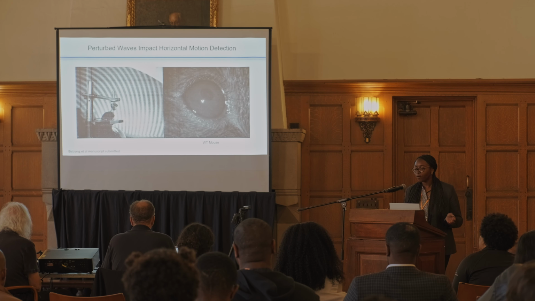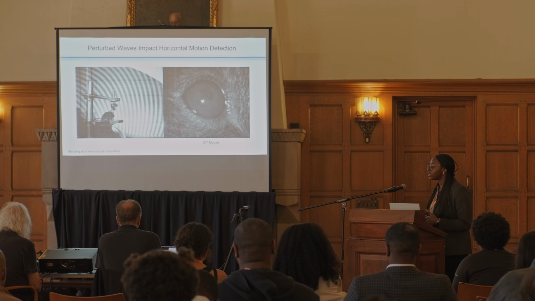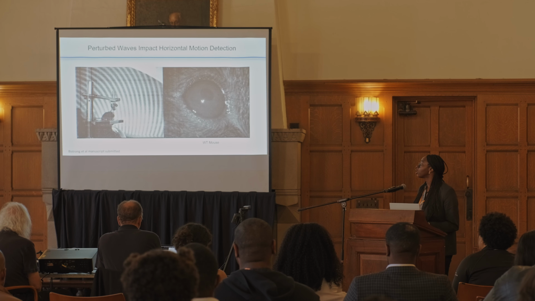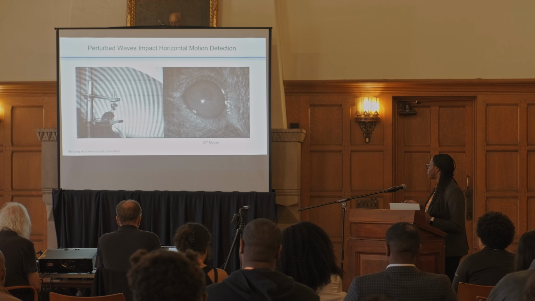So we also know that retinal waves are essential for visual circuit refinement because in a mouse model where cholinergic waves are perturbed, we see an interesting phenotype. In particular, we see that horizontal direction selectivity, or the ability to detect motion in the horizontal direction, is perturbed.